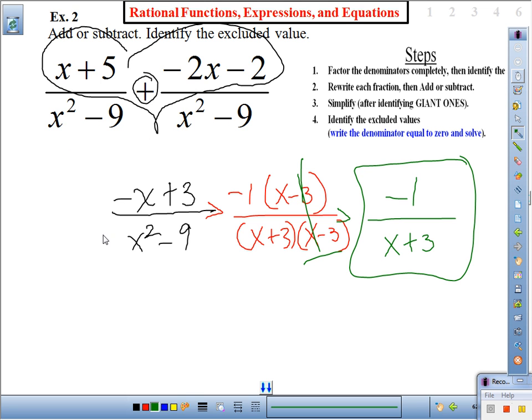For the excluded value, once you find the common denominator, use that denominator. Tell me again what I just said. For the excluded value, which one do I use? The common denominator. What was the common denominator? This one right here. Yeah?